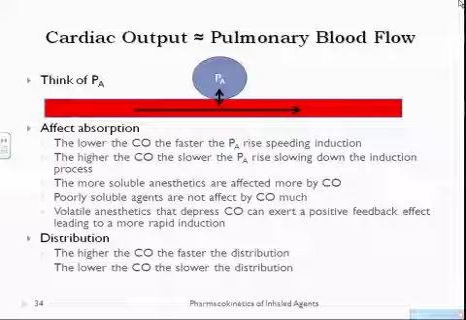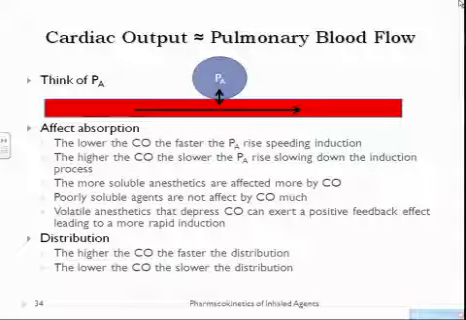Now, the more soluble the anesthetics are, the more they are affected by cardiac output, which kind of makes sense. If the agent is very insoluble, then it really doesn't matter, and that's what we find. So things like desflurane and sevoflurane, which are more insoluble, don't seem to be affected by low cardiac output states as much as things like isoflurane and halothane.